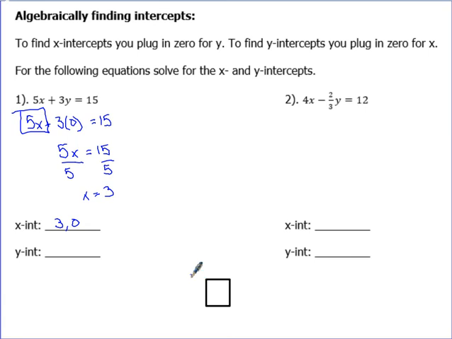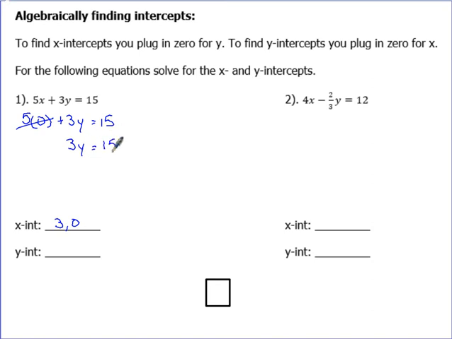Then for my y-intercept, I'm going to do the opposite. All right, this time I'm going to put the 0 in for x. All right, so 5x plus 3y equals 15. 5 times 0 is 0. So I have 3y equals 15. Divide by 3, y equals 5. Okay, for the y-intercept, x is 0 and y is 5.